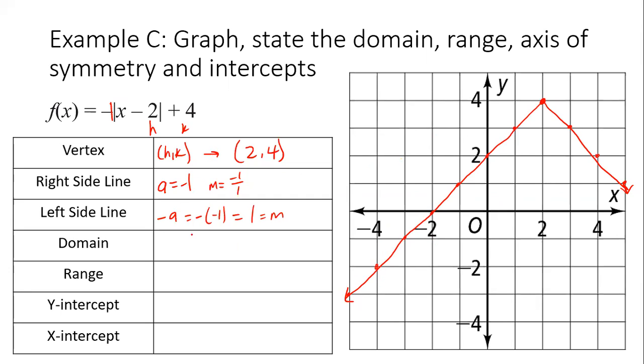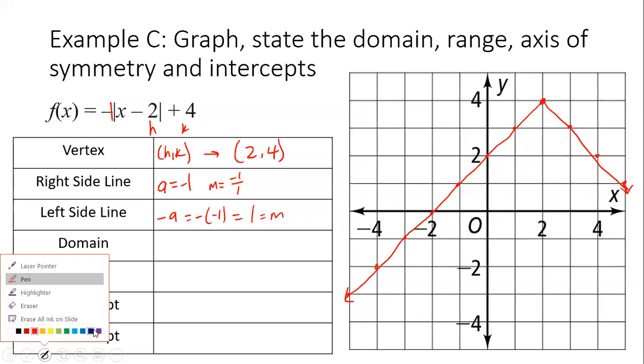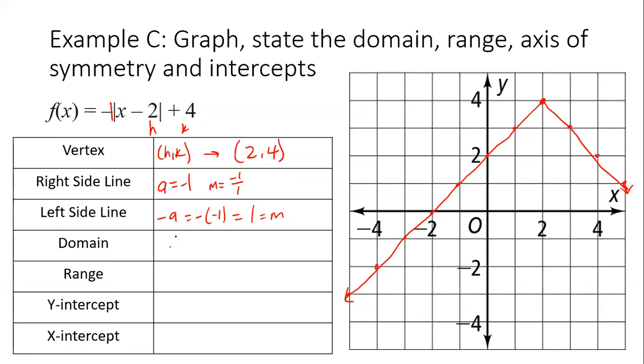So from here, I can describe everything that I need to describe: the domain, the range, axis of symmetry, and the intercepts. So my domain for this graph is still going to be -infinity to +infinity. My range, this time, it is a maximum vertex, which means that I'm starting at -infinity and I'm working my way up to 4, or y is less than or equal to 4.